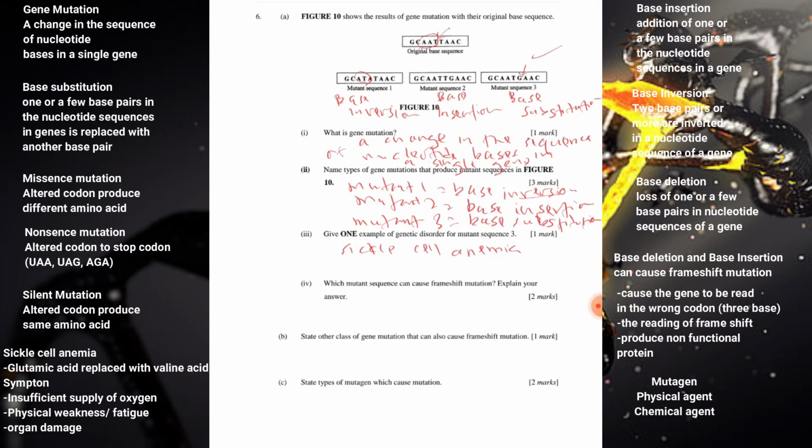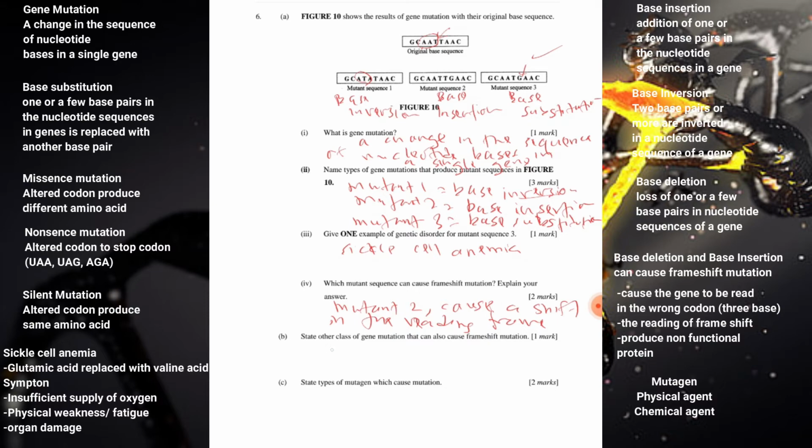Which mutant sequence can cause frameshift mutation? Okay, this one is of course mutant 2. Why can mutant 2 cause frameshift mutation? Because it can cause a shift in the reading frame. A shift in the reading frame.